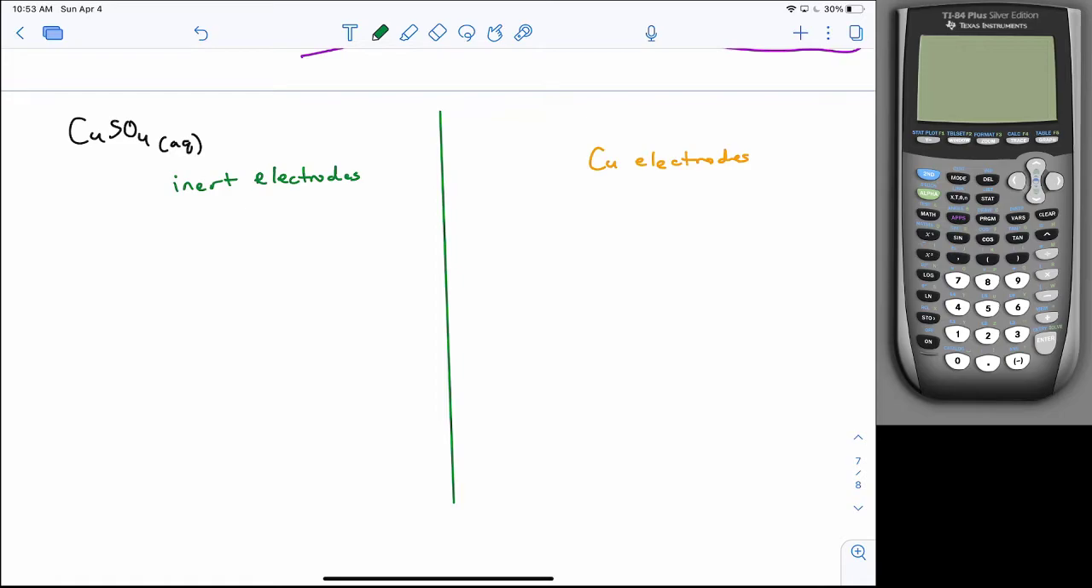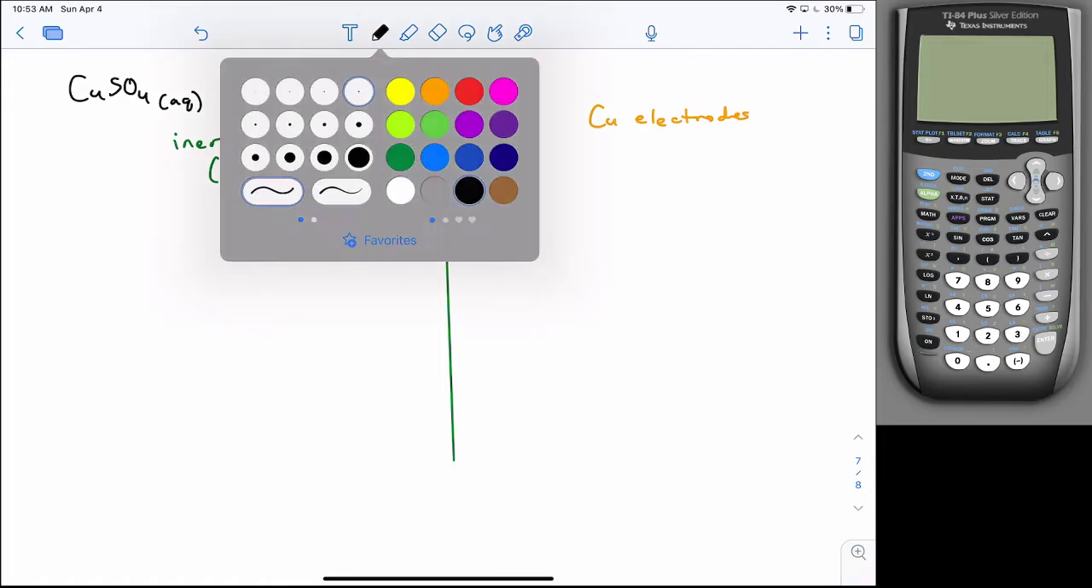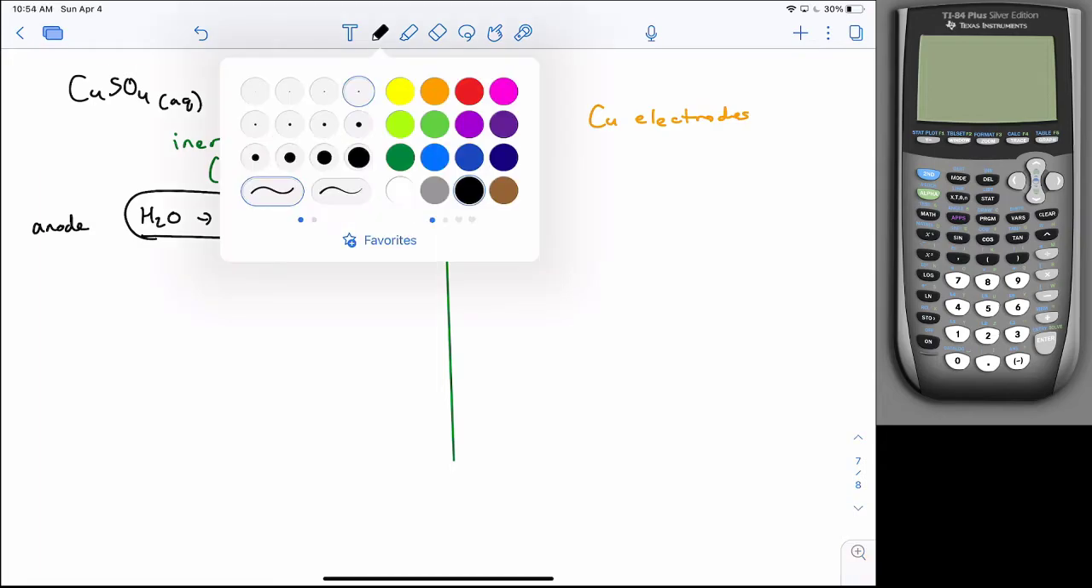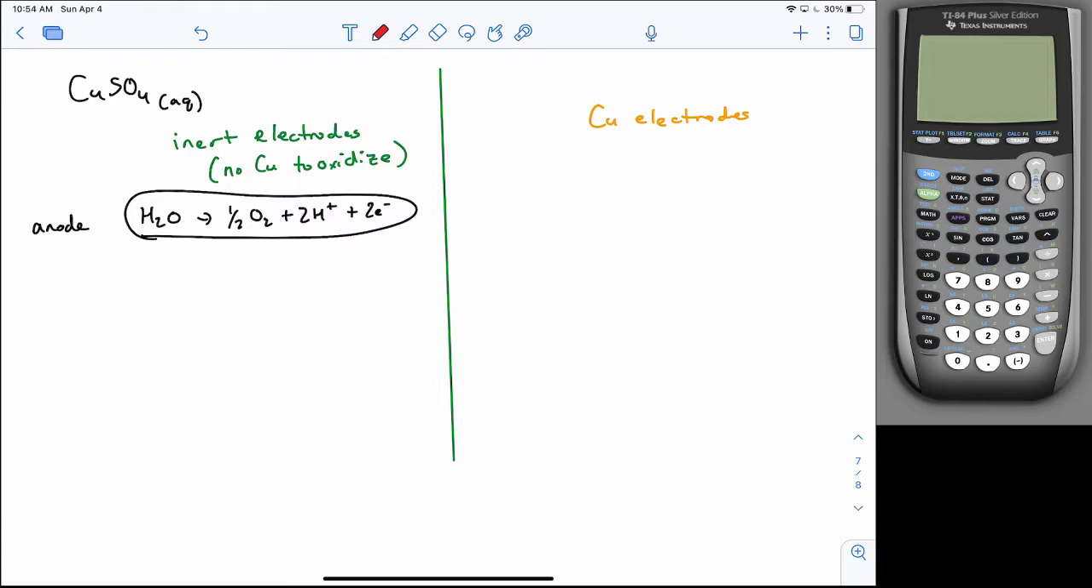The idea is that there is a slight difference, because with inert electrodes there's no copper to oxidize. That's the key difference, because if you only have copper sulfate and inert electrodes like platinum or graphite, there's no copper in metal form to oxidize. So now you don't have a competing reaction like you do with copper electrodes. For your anode, you have just water, so you will make O2 gas regardless because there's no competing reactions there. Sulfate doesn't react. Polyatomics don't generally oxidize and reduce.